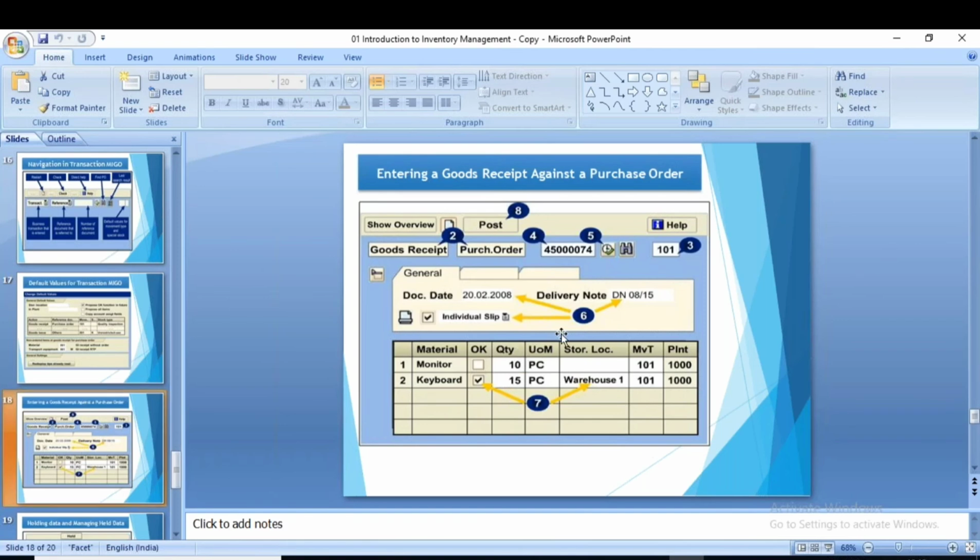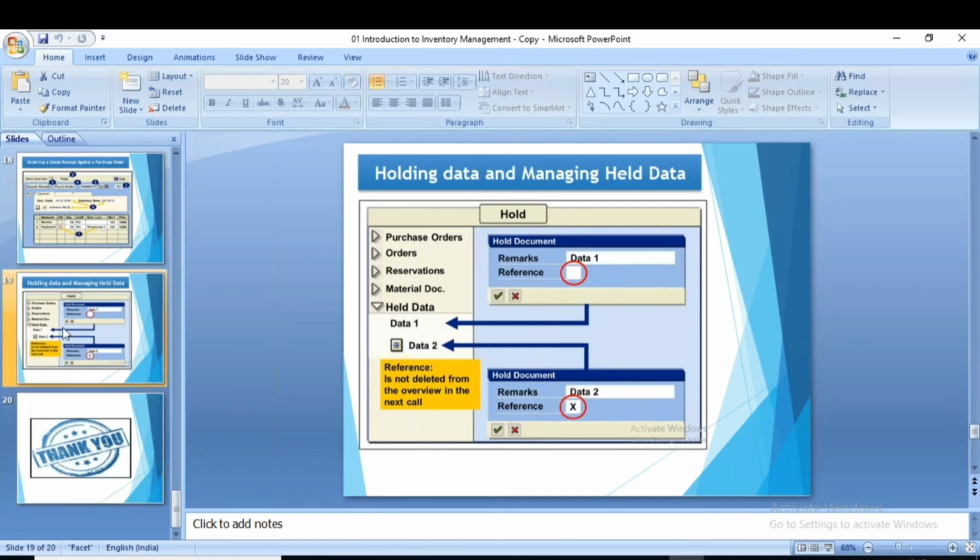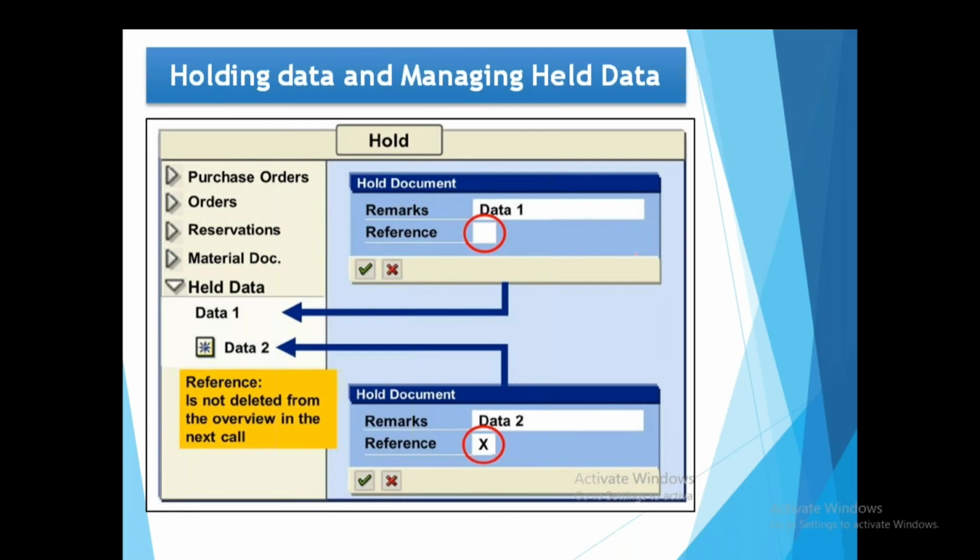Now we have already discussed how to do a goods receipt against a purchase order. Now we will discuss holding data and managing held data. Let's say you are doing a goods receipt against a purchase order, and suddenly some issue has come and you need to hold the data for some time. You don't want to post it. You want to hold the data for some time. If that is the case, you will be clicking on this Hold button.